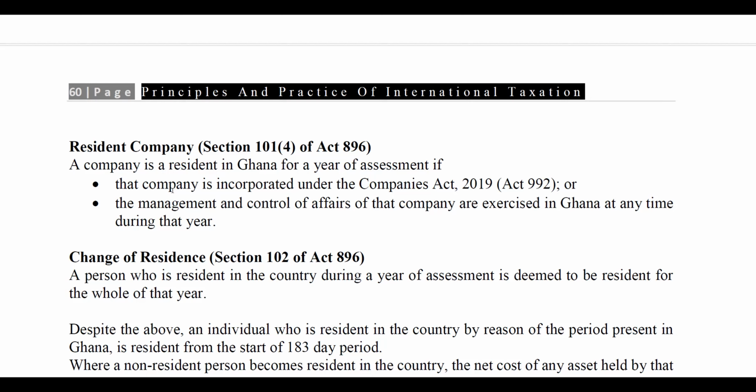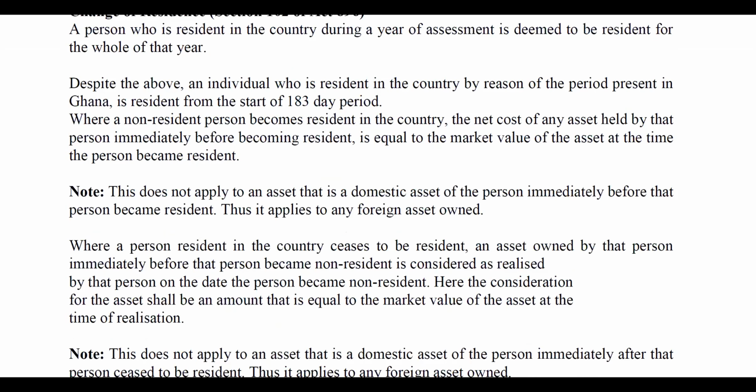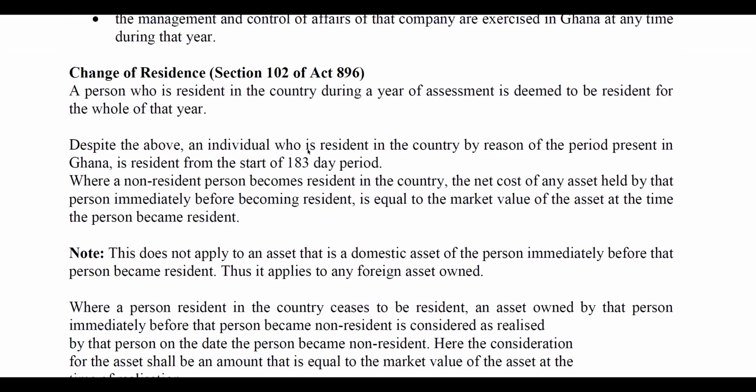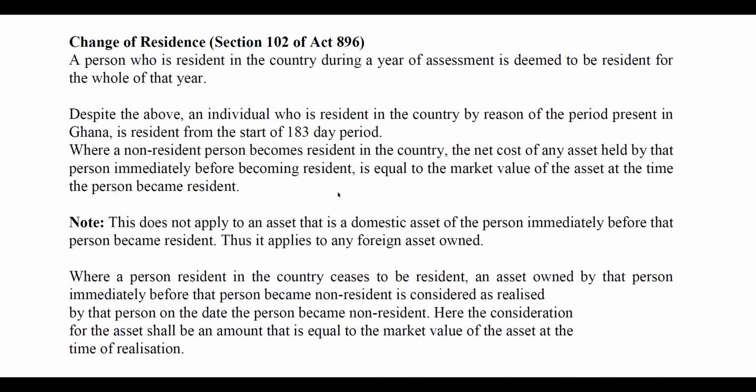That's about residence. So finally, we have change in residence. Change in residence usually has to do with, what do we call it? Realization, right? Selling of assets, when you leave a country and you have assets you're administering and all that, right? But that is not one thing we are mostly concerned about. But at this juncture, we can still go over it.